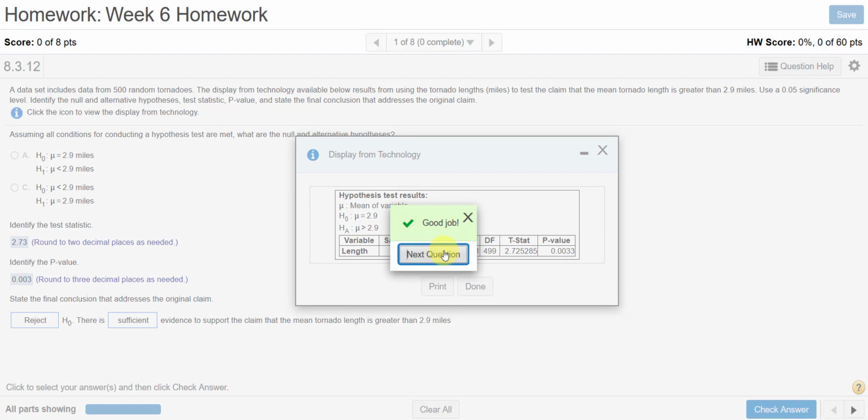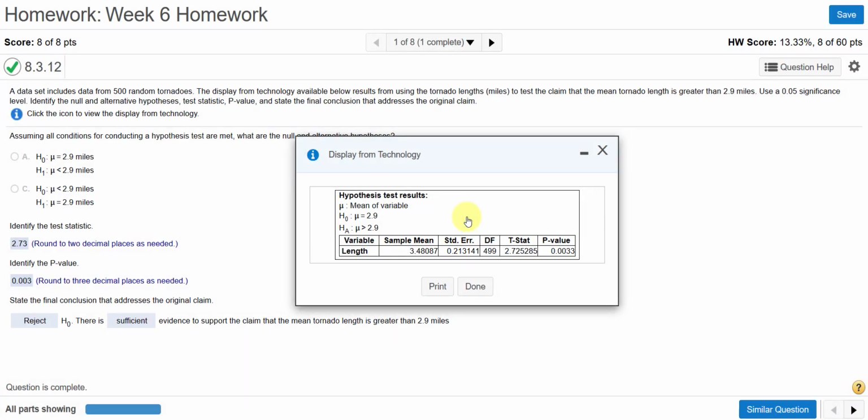So basically this question is very simple. They give you the display or the results from the display from technology, and we just have to identify the correct values and put them in the correct spot, and also state the correct conclusions.